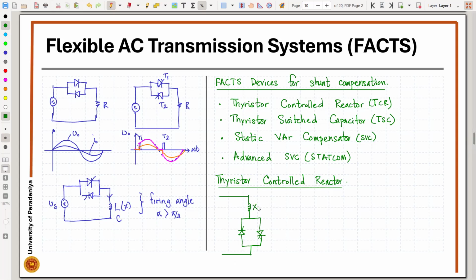So you have a reactor, which I will take as L. L is the value, so we can write XL equals omega L. So we have T1, T2 thyristors, and this is the supply voltage.